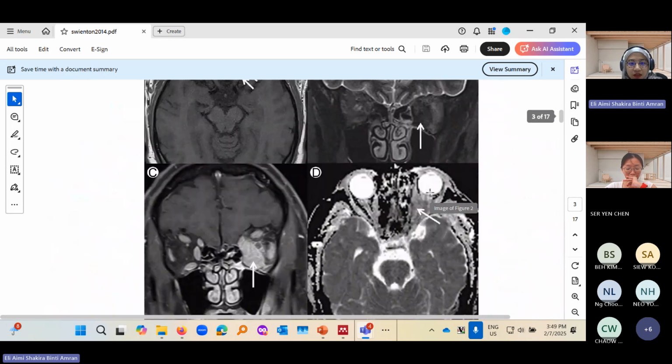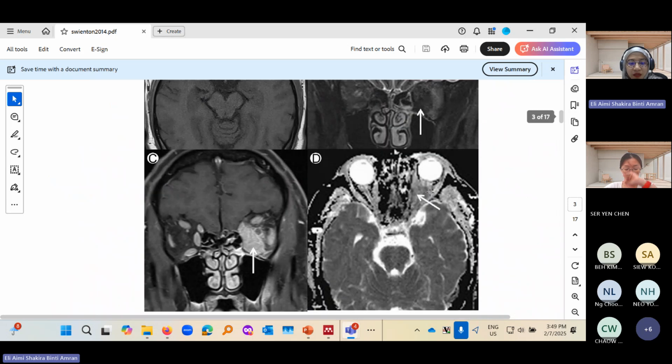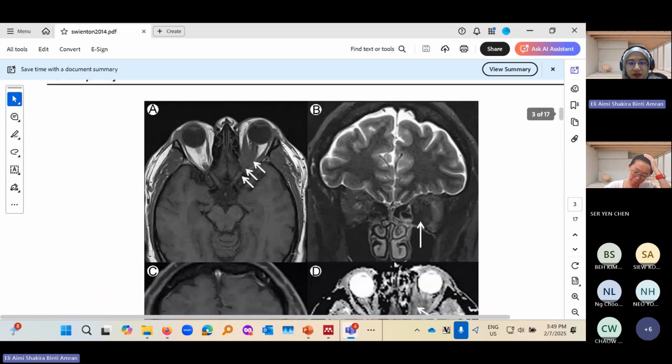Okay, and then this is compressive optic neuropathy. You can see the growth. There's a mass at the nasal side of the orbit. This is the mass, so it compresses the optic nerve.